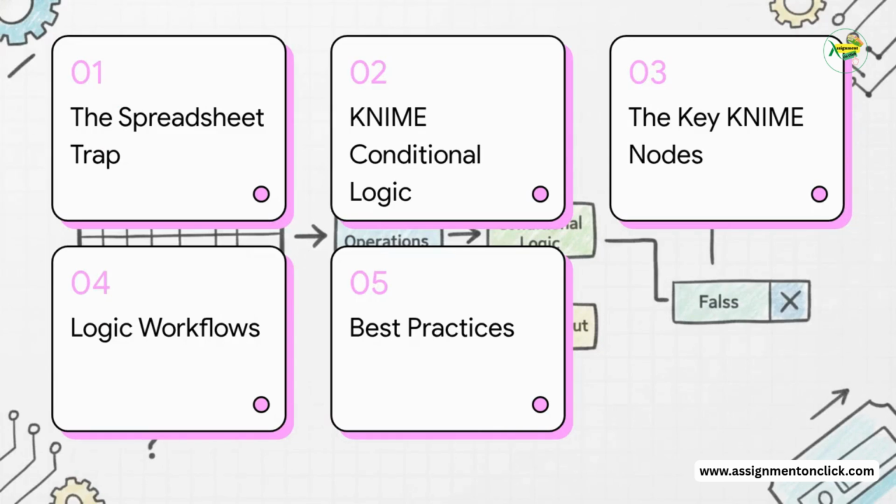Okay, so let's dive into our roadmap for today. First, we'll talk about the spreadsheet trap. Then, we'll meet KNIME conditional logic. Third, we'll look at the key KNIME nodes. Fourth, we'll actually build a logic workflow together. And finally, we'll wrap up with some best practices and pitfalls.